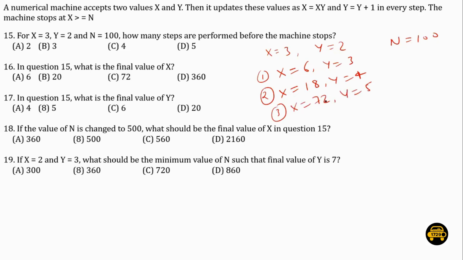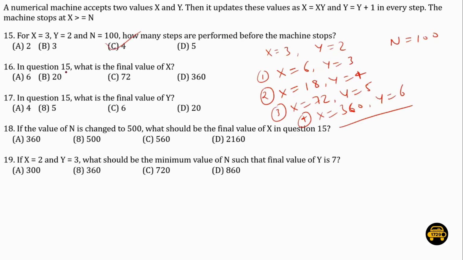Now again, the value of x is lesser than 100. So it will continue for one more round. So x will become 360 and y will become 6. And at this point of time, when x is checked with n, we will find out that x has exceeded the value of n. So the machine will stop at this point of time. So the number of steps performed here are 4.